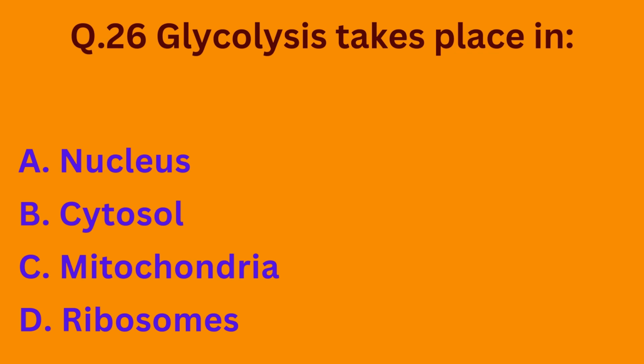Our next question is, glycolysis takes place in option A nucleus, option B cytosol, option C mitochondria, option D ribosomes. So students, glycolysis takes place in cytosol. So the correct option is option B.